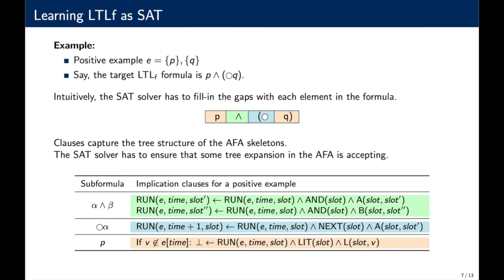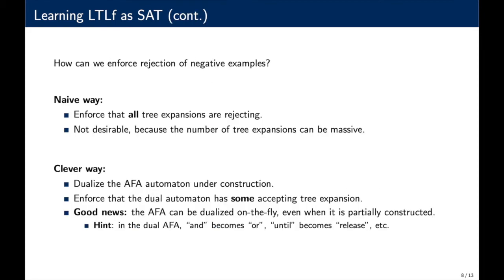Okay, so that's how it works for positive examples, but there might also be negative examples, and we want to make sure that the automaton rejects the negative examples. So how can we do it? There's a naive way of doing it, which is by enforcing that all the tree expansions are rejecting. That's a bad idea, because we need to check a potentially very, very large number of expansions.